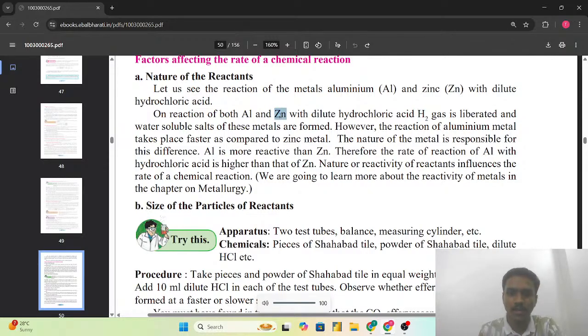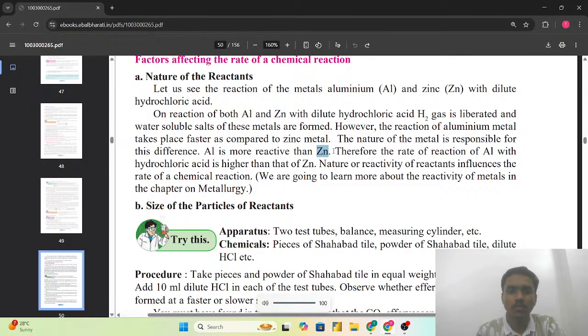And when we do the same reaction taking zinc with dilute HCl, that also leads to the formation of hydrogen gas. But here we can see that the nature of the metal is responsible for the difference, as Al is more reactive than zinc. So the reaction will take place at a faster rate with aluminium as compared with zinc.